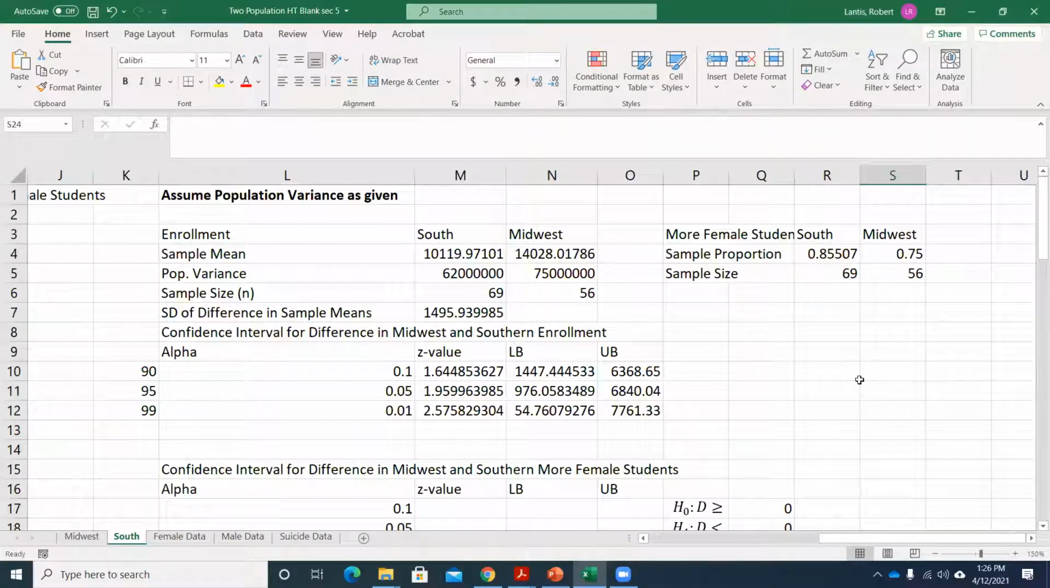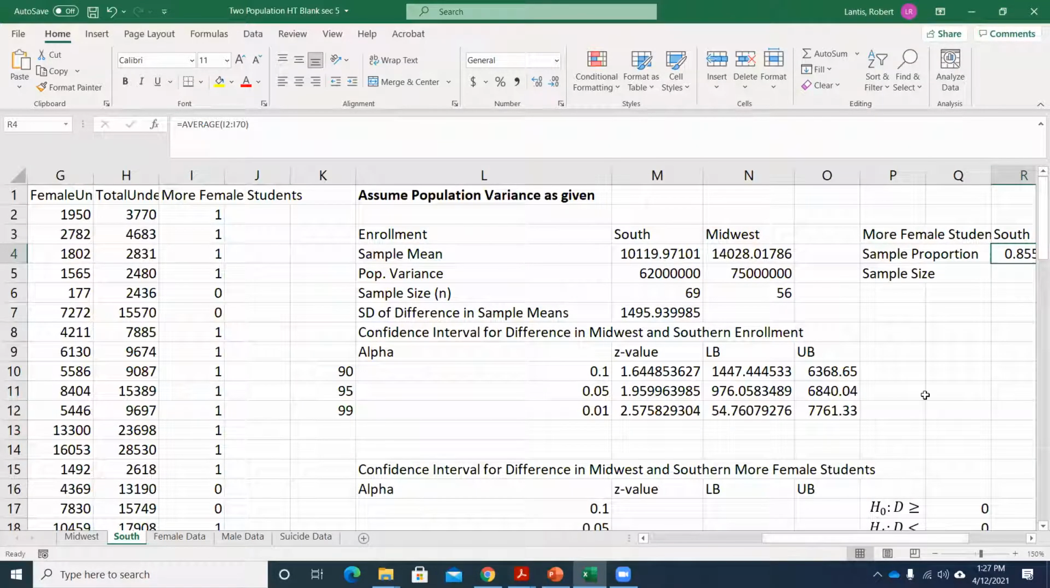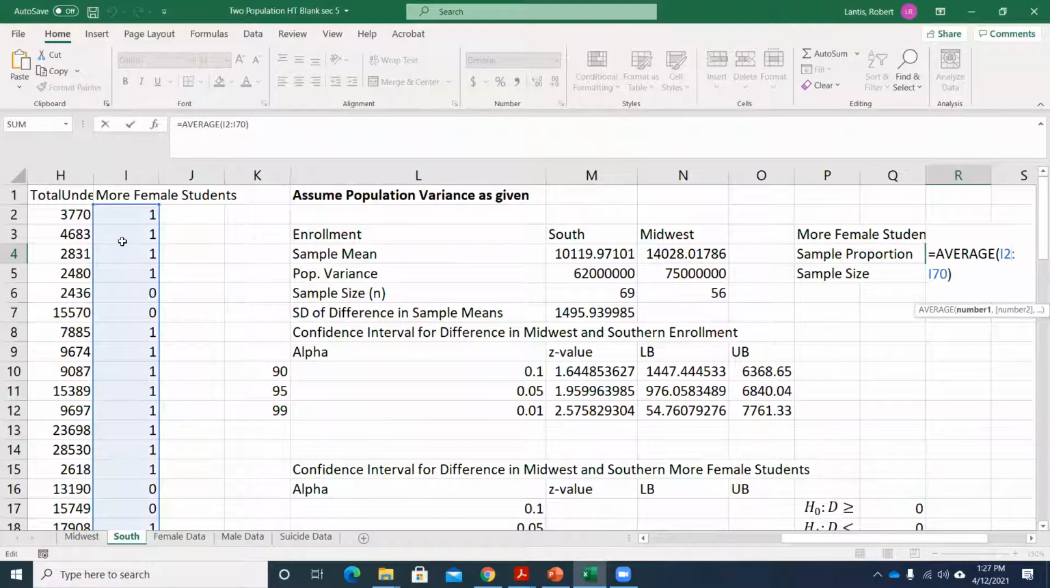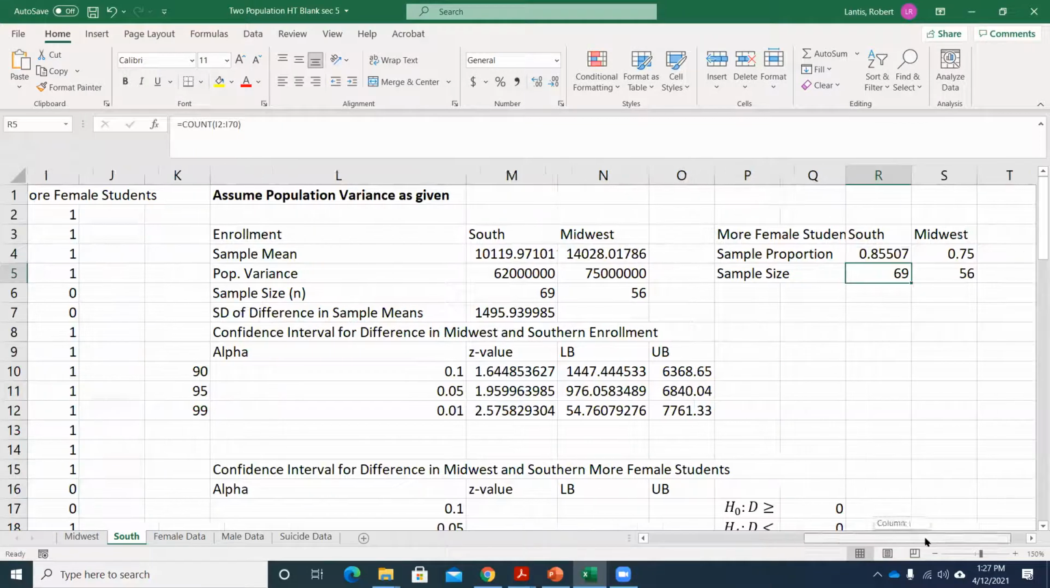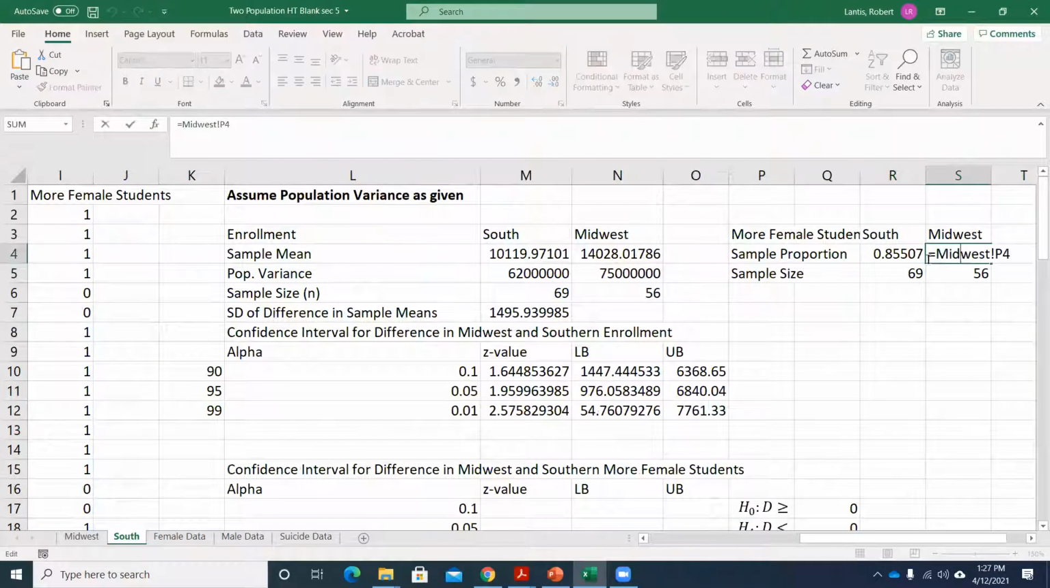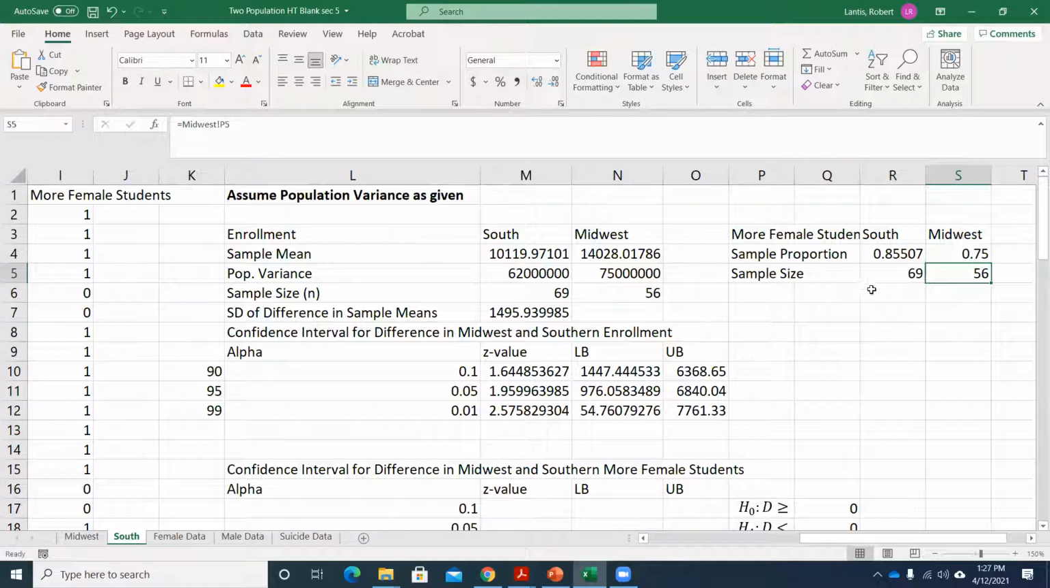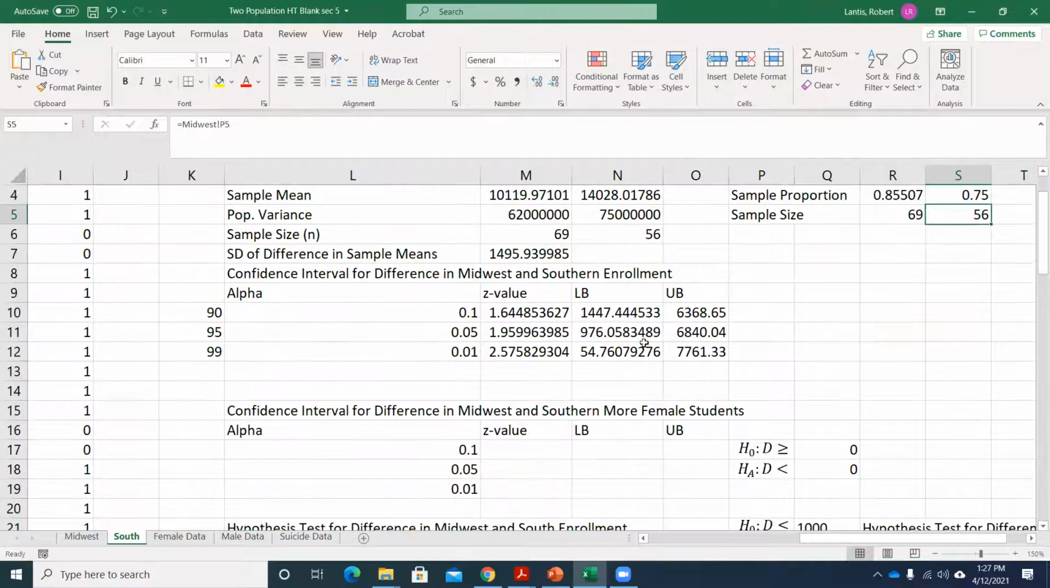Similar to last class, I put this all on the same sheet. Here I've got the South data set. I have the same variable, which is a 1 if they have more female students. I found that proportion by using the mean function. And now I've referenced the values that I found in the other sheet so that I have everything together. So I've got 2 sample proportions and 2 sample sizes. What I'm going to be interested in is the confidence interval for the difference between the Midwest and the South for having more female students, right?